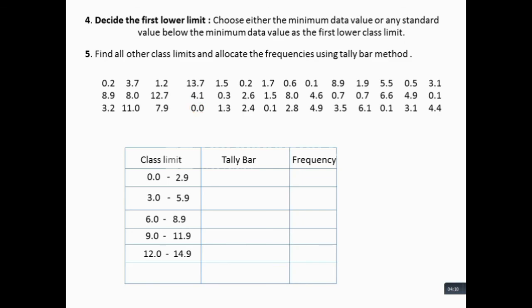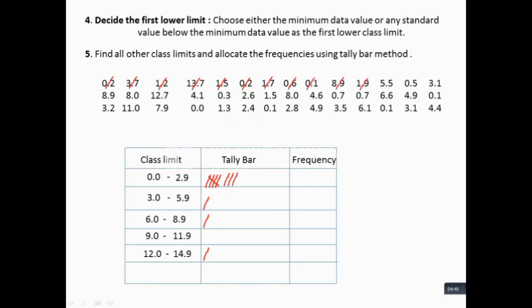Now we come to the tally bar column. The first value is 0.2 and it lies in the first group of class limits. The second value 3.7 falls in the second group of class limits. The third value 1.2 falls in the first group of the class limits, but the fourth value 13.7 falls in the last group, and so on. Similarly, we bring all the data into the tally bar column.